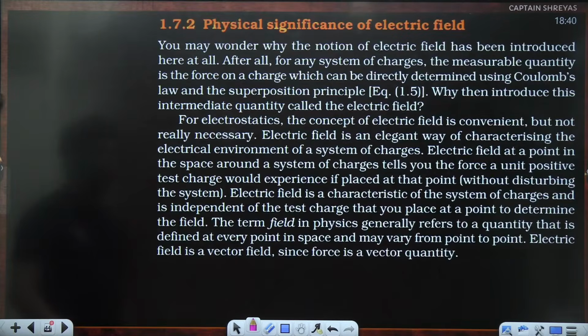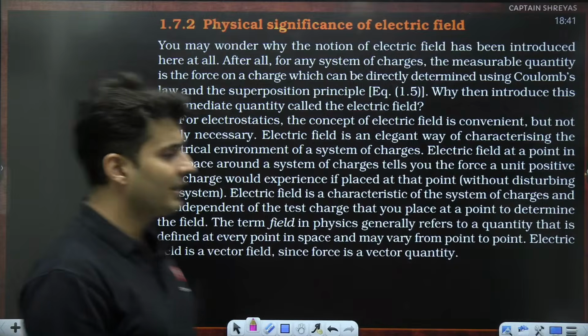Let's move on to the next concept. What is the significance of this electric field?